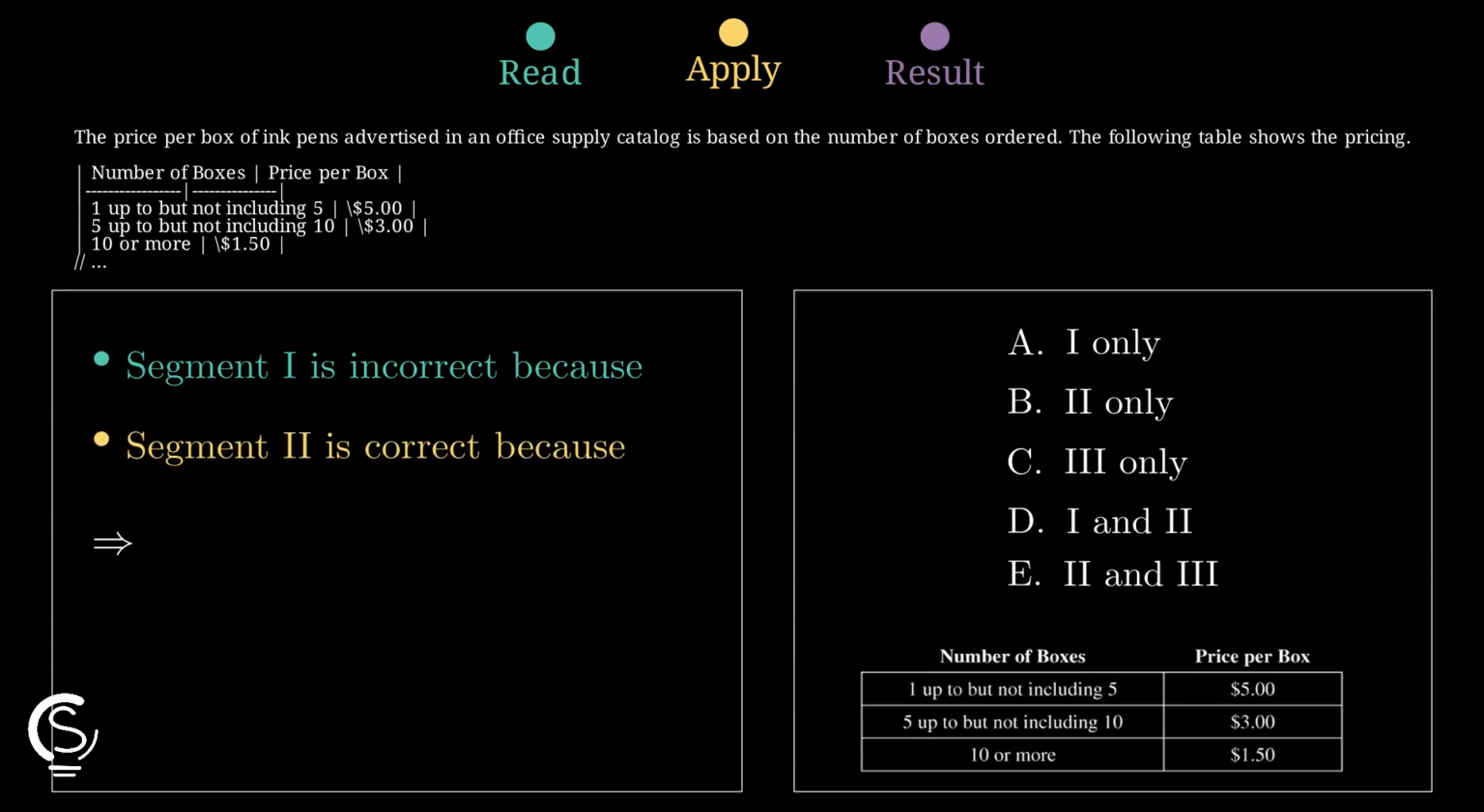Segment 3 is incorrect because the first condition, numBoxes is greater than 0, is always true under the precondition, so the later else-if conditions are never reached.